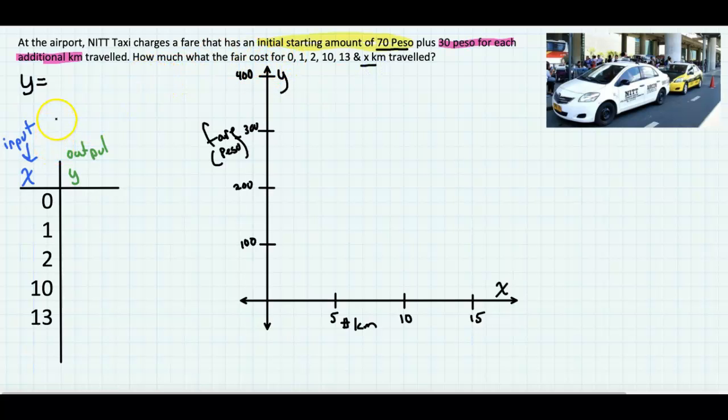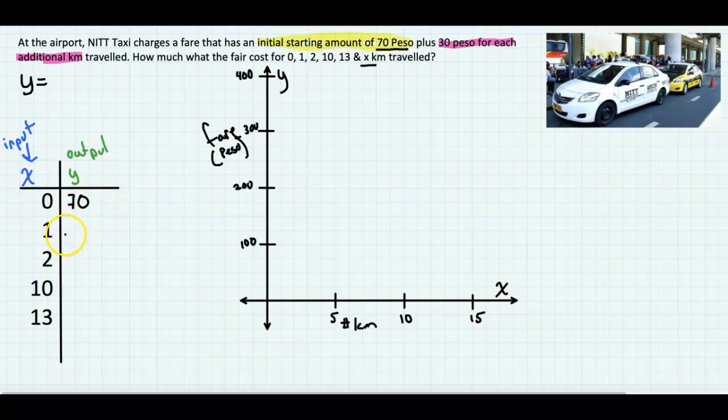So let's just talk about what if we had 0 kilometers. If we were to travel 0 kilometers, we have to pay the initial 70 plus how much per kilometer? 30. But that's going to be 0 kilometers. So if we had 0 kilometers traveled, we would pay 70 pesos. And I'm going to plot that point a little bit later.